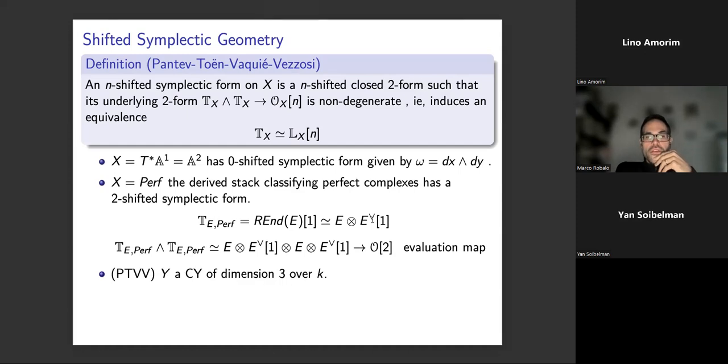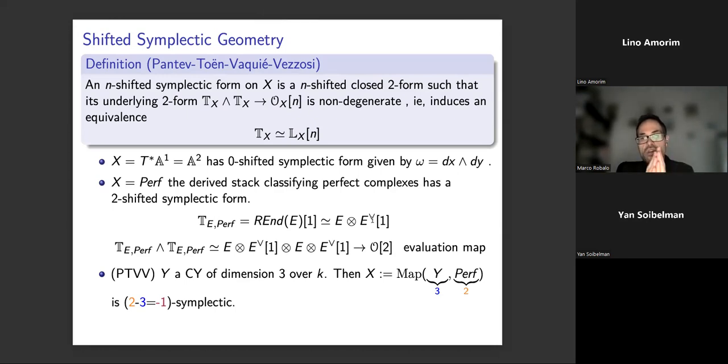Another example, also given by Kontsevich and Vezzosi, is the following, which is what we want in this talk. I take a Calabi-Yau variety Y of dimension 3 over K, where K is C here. Then I can look at the mapping stack, the derived stack of maps from Y to Perf, where Perf is the derived stack. I take maps in derived stacks. The theorem tells us that since Y is Calabi-Yau of dimension 3, and since Perf has a 2-shifted symplectic structure, the whole mapping stack will have a 2 minus 3 equals minus 1 symplectic structure.